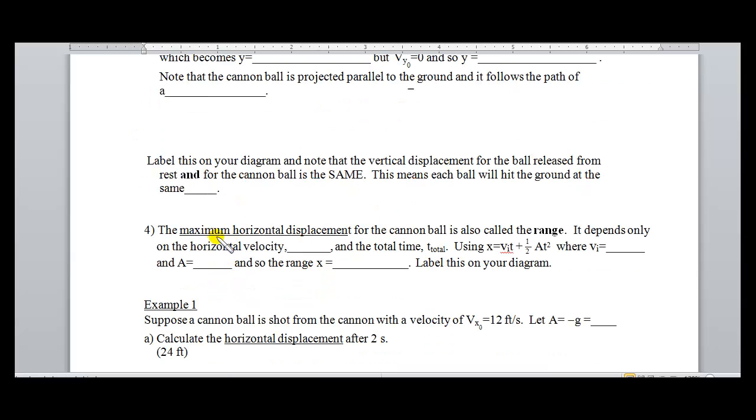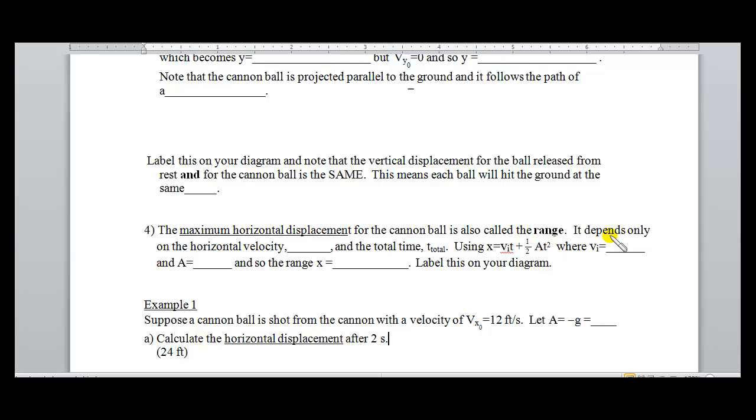Now, what about the maximum horizontal displacement for our cannonball? In other words, yes, it's falling downwards, but it's also moving horizontally. And this maximum horizontal displacement is often called the range. Oftentimes you hear the phrase, well, the range for a particular missile is a certain value. That is, it's the total horizontal distance that a missile will travel while it's in the air.